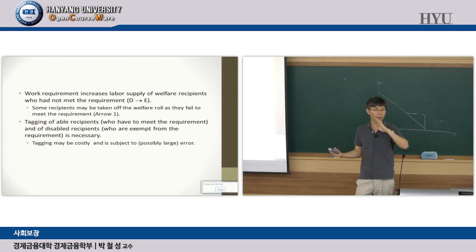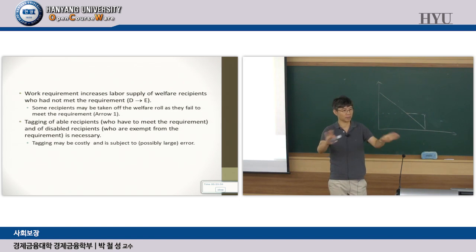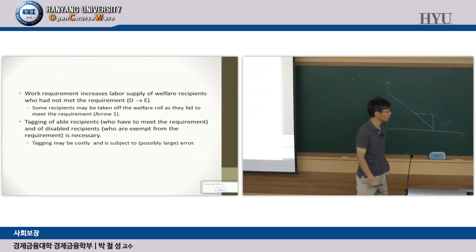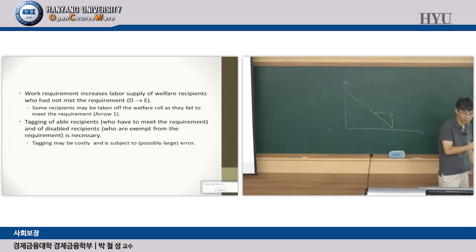So the prerequisite for this program to work is tagging. Actually, we use the term tagging because it is used in the welfare literature. But tagging is just classifying recipients into two groups: who are able to work, and who are not able to work. Okay? So if you are able to work, you should work for that amount of time. If you're not able to work, you're okay. Okay? You don't have to work. So tagging is necessary, obviously.